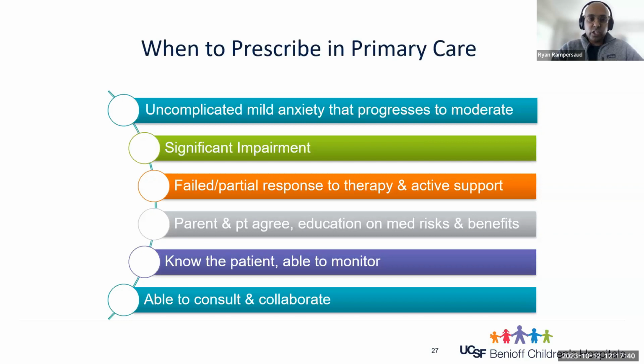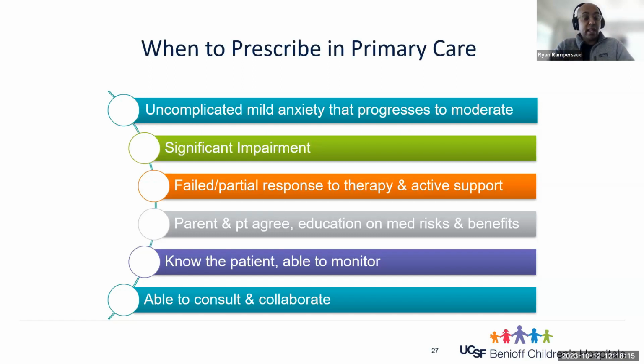Your clinical judgment comes into play here. You are the experts, you know these families, but here are some guiding principles for when the barrier might be low to prescribing. One, a mild, uncomplicated anxiety that progresses to moderate. Two, if you see a kid that has significant impairment: I'm not going to school, I'm not eating, I'm not bathing, I'm not participating in activities that I used to. That might be an indicator to you that it's time to start something because we have moved off of our baseline.